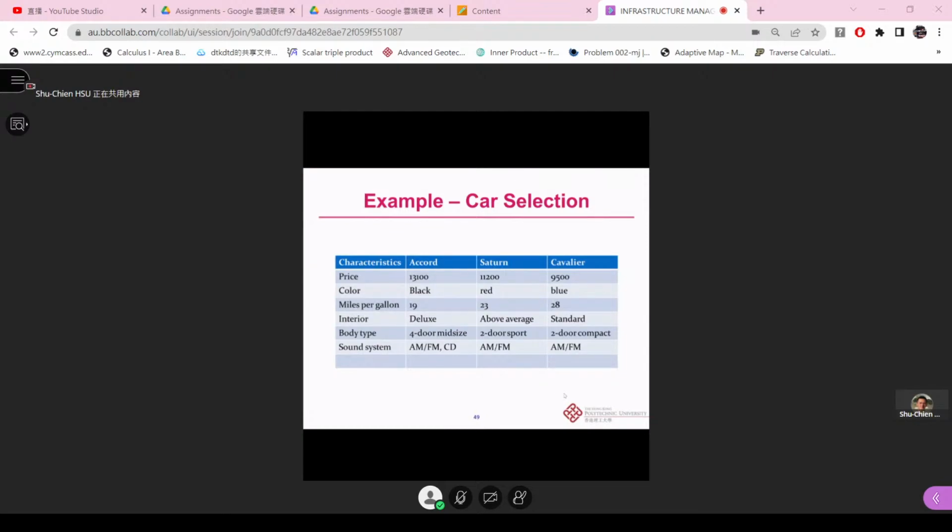Okay, sorry. And yeah, so for this AHP, for the following 20 minutes, I would like to use an example, which is the car selection, to let you understand it. How can we use AHP to do that?